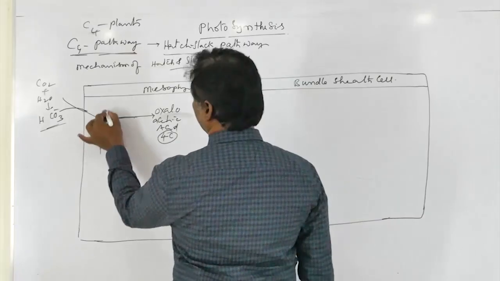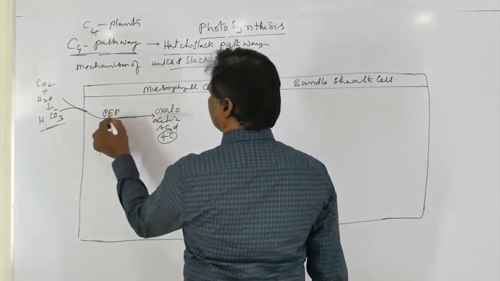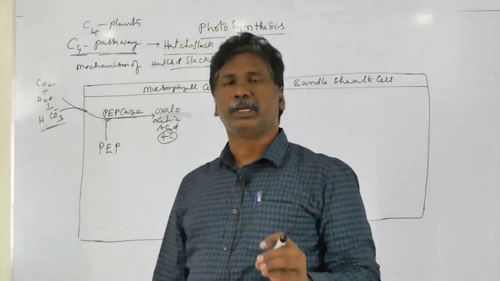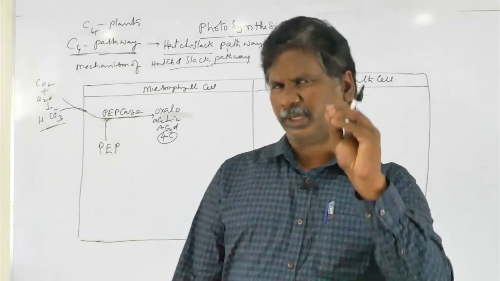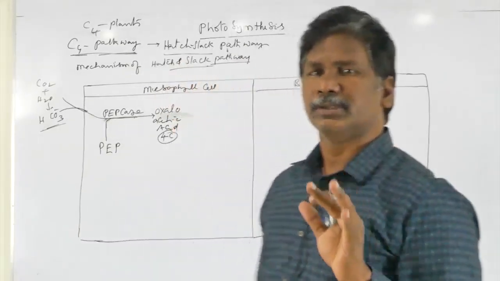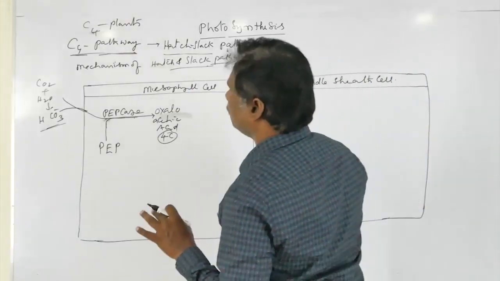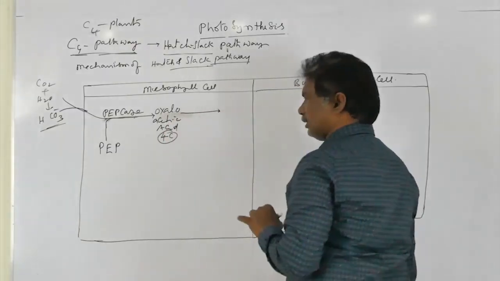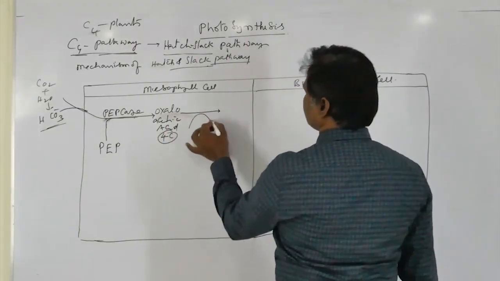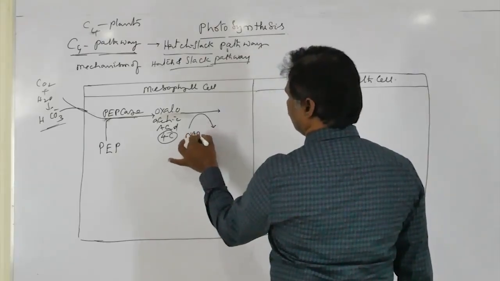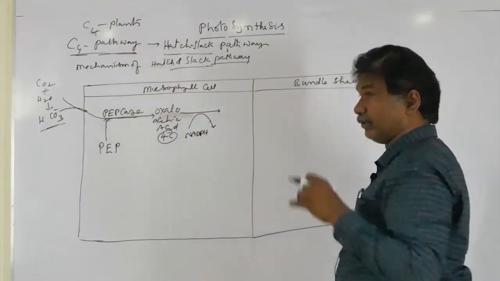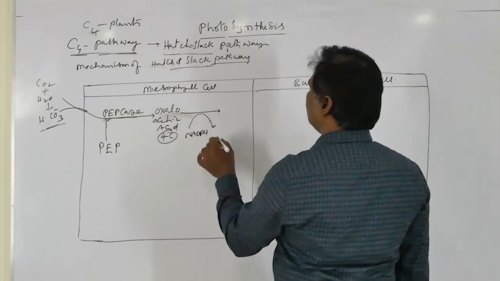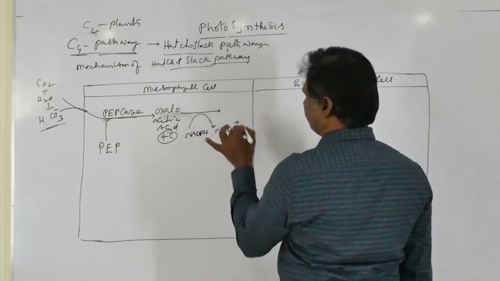This happens in the presence of one of the most important enzymes, called PEPase. PEPase means phosphoenol pyruvic carboxylase, simply abbreviated as PEPase. This is the first step in the C4 pathway. Then, oxaloacetic acid utilizes the assimilatory power like NADPH, and the hydrogens present within the NADPH are used, converting it into NADP plus.